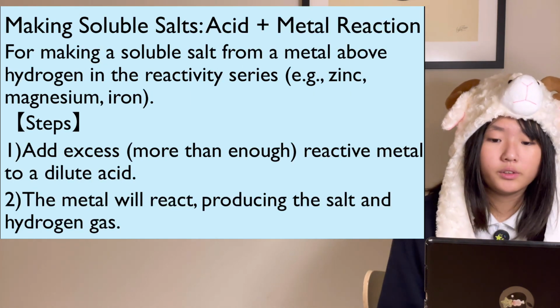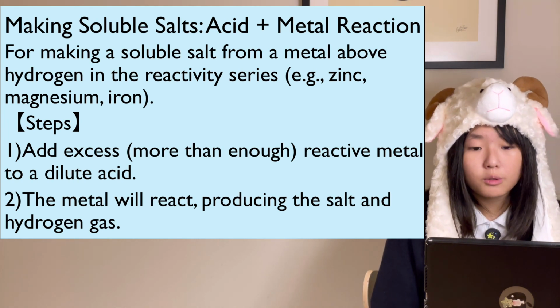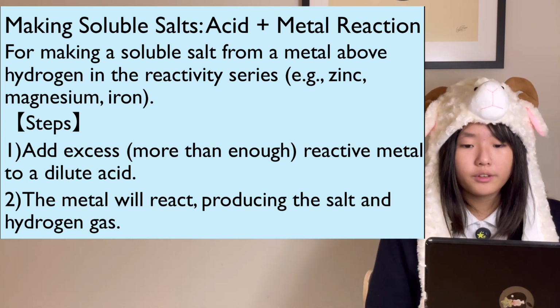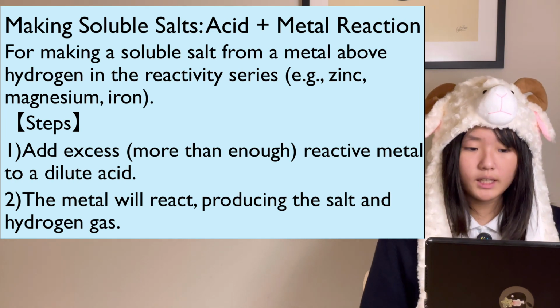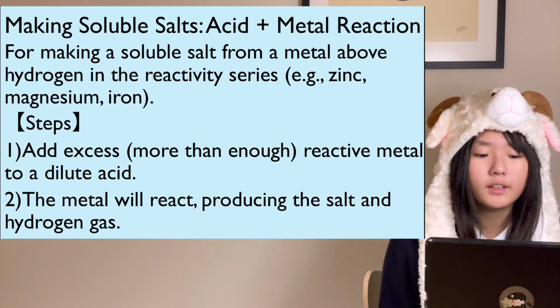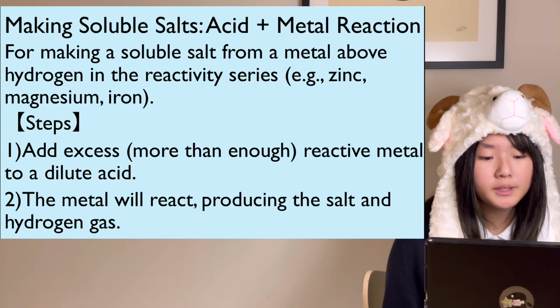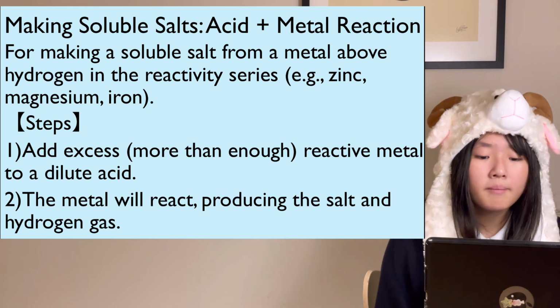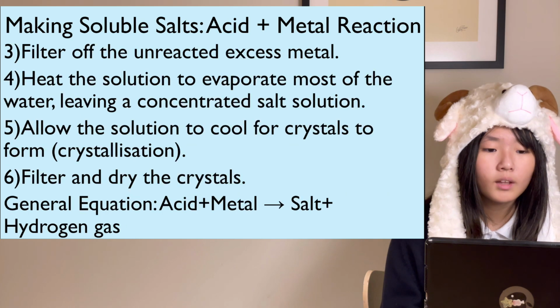Making soluble salts, which is an acid plus metal reaction. For making a soluble salt from a metal above hydrogen in the reactivity series, for example, zinc, magnesium, and iron, the steps are, first you need to add excess, which means more than enough, of the reactive material to a dilute acid. The metal will then start to react, producing the salts and hydrogen gas.